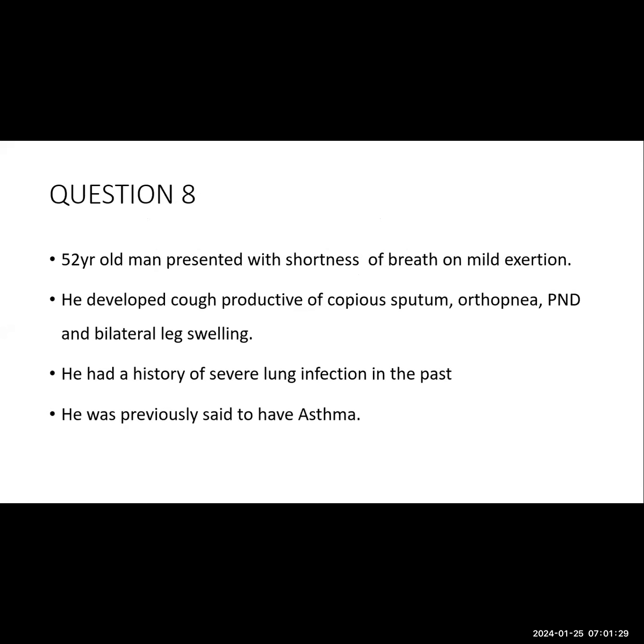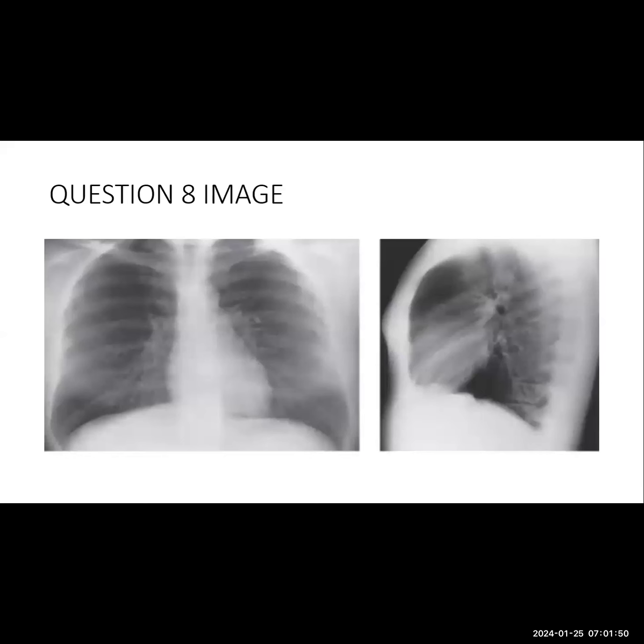Okay, so the question goes like this. A 52-year-old man presented with shortness of breath on mild exertion. He developed cough productive of copious sputum, orthopnea, paroxysmal nocturnal dyspnea, and bilateral leg swelling. He had a history of severe lung infection in the past, and he was previously said to have asthma. This is the X-ray that was projected, the PA and lateral X-rays of the patient.